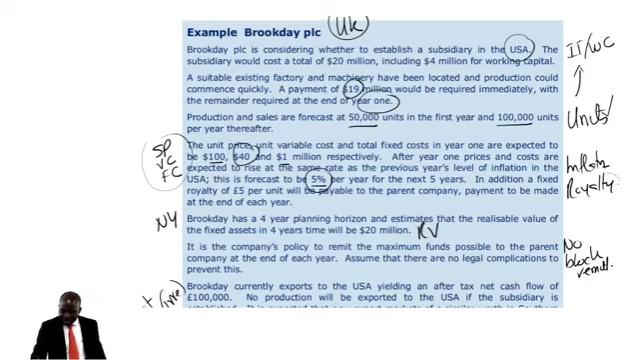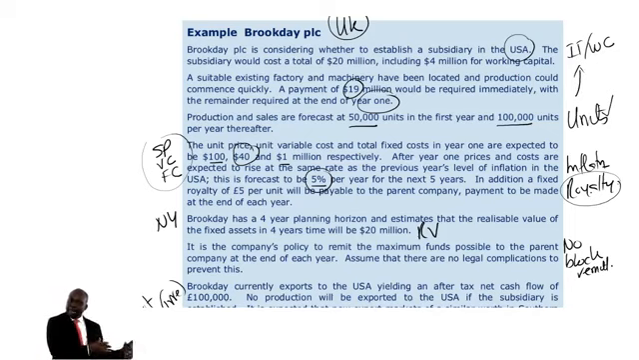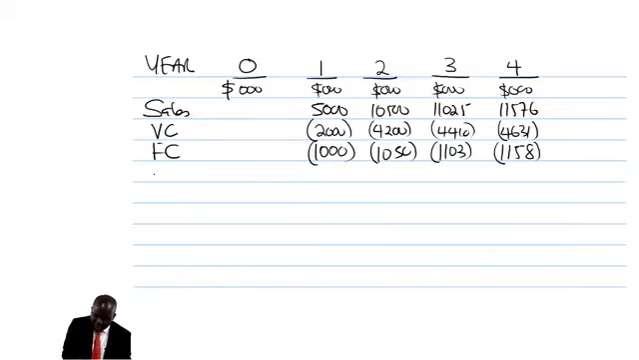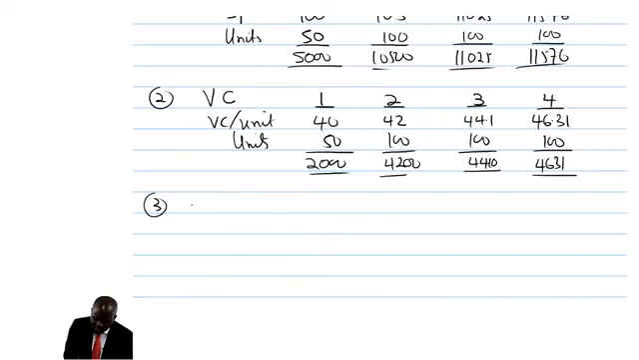That same paragraph, I saw royalties. So they have to pay us royalties. To them, it is an expense. To the parent, it is what? An income. So that royalty, they said, in addition, a fixed royalty of £5 per unit will be payable to the parent company. Payment to be made at the end of each year. So I have to go and sort the royalty out. It's an expense to them. So royalties, I go down there and I do my workings 3, which is going to be on royalties, year 1, year 2, year 3, year 4.